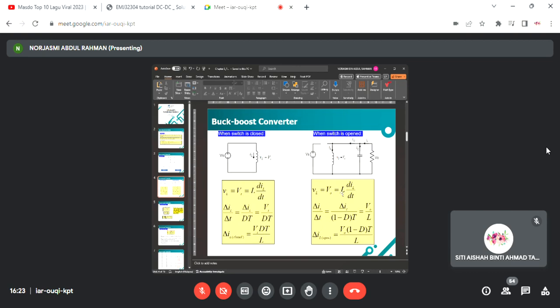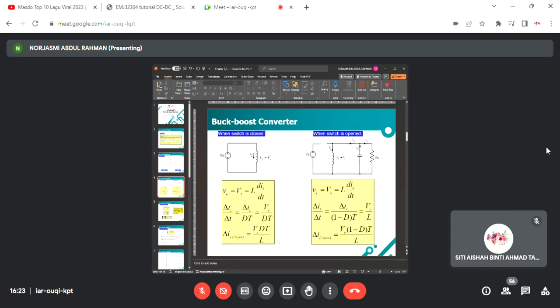Then we still use the L di/dt. In this case, the delta I, which is the inductor, will release its energy during the switch off, which is 1 minus d times the switching time, or the time for one switching cycle. Then from there we can get that delta IL equals V naught times 1 minus d times T divided by L. So for the switch on, we have Vs dT over L, and during the switch off, we have V out times (1 minus d)T over L.